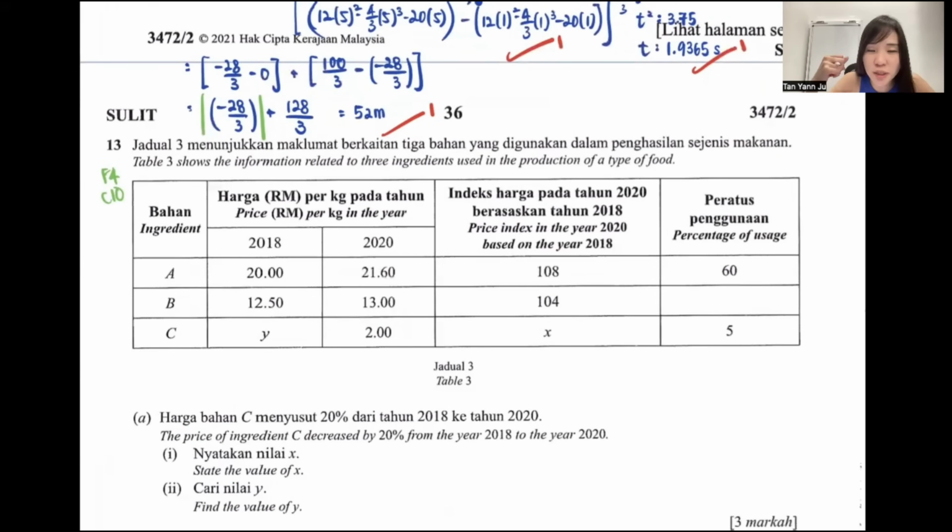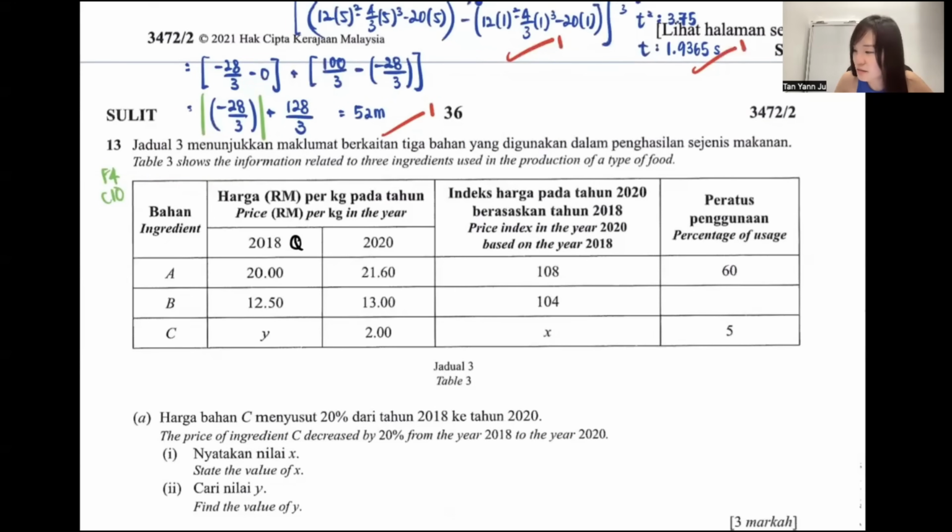Table 3 shows the information related to 3 ingredients used in the production of a type of food. Usually what I do, I normally write down the symbols. So first one, this is what? Price. Price is what? Q. I always call it Q, because in your formula paper, you will realize they write Q. They never write P.